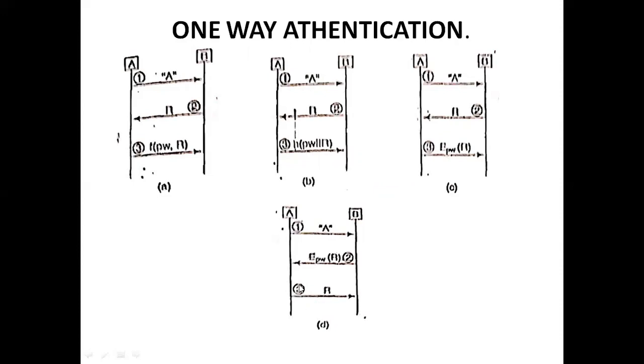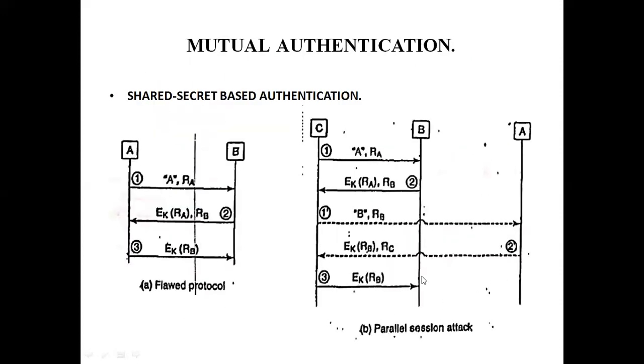A is going to decrypt this nonce R using a decryption key, and it will check the nonce R sent to B. Whatever nonce B has sent and whatever A sends back to B after decrypting, if it matches, then the communication passes.